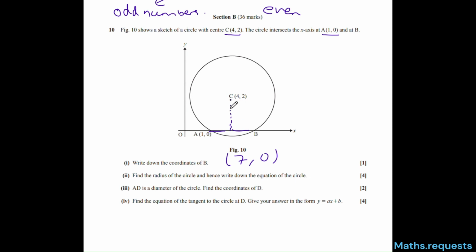Find the radius of the circle and hence write down the equation of the circle. So the radius of the circle is the distance from the center to any point on the circumference. So we can work out this distance by, well, the change in x is 3 and the change in y is 2. So this distance here, the radius, is going to be the square root of 3 squared plus 2 squared.